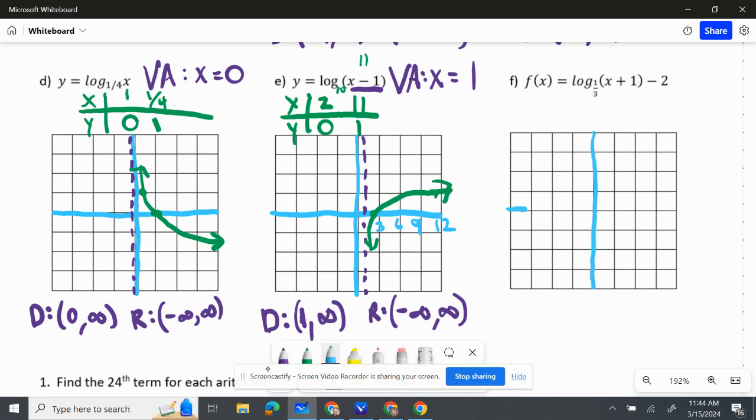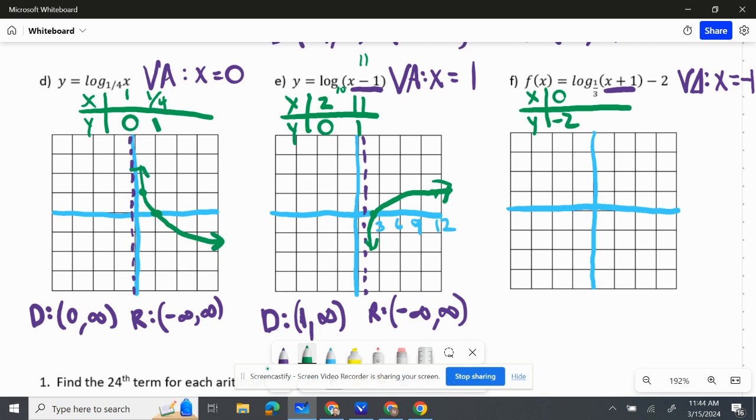Now for our last one. First thing that we're going to do is find our vertical asymptote. And we see that our vertical asymptote is whatever gives us 0 inside. So that would be x equals -1. With our table of values, we're always looking for 1 because 1 gives us a 0. So in this case, if we plug in a 0, 0 plus 1 is 1. And so then what we have is the log of 1 is 0 minus 2 is -2.